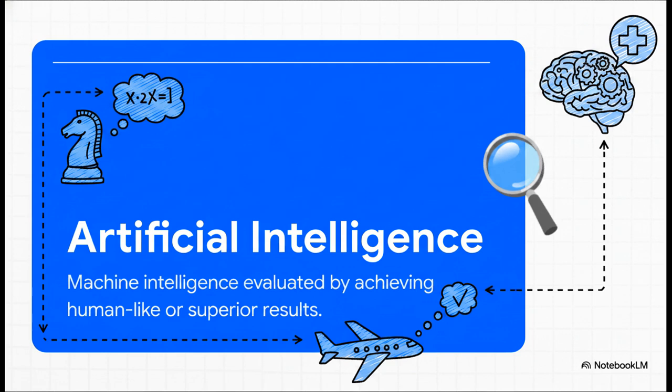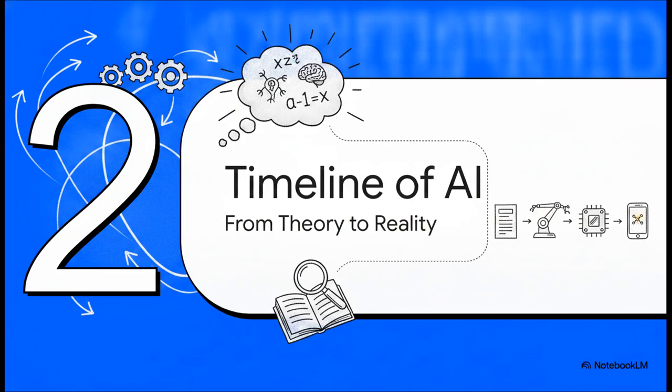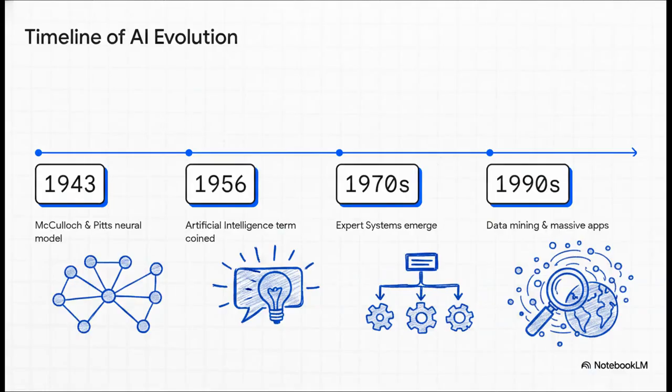Moving right along to Section 2, History of AI Formation, From Theory to Reality. Let's look at a quick timeline of how we got here. We'll start way back in 1943 with the very first neural models, then move to 1956 when the term AI was actually invented. From there, we'll jump to the 1970s with the rise of expert systems, and finally land in the massive data mining era of the 1990s and 2000s.